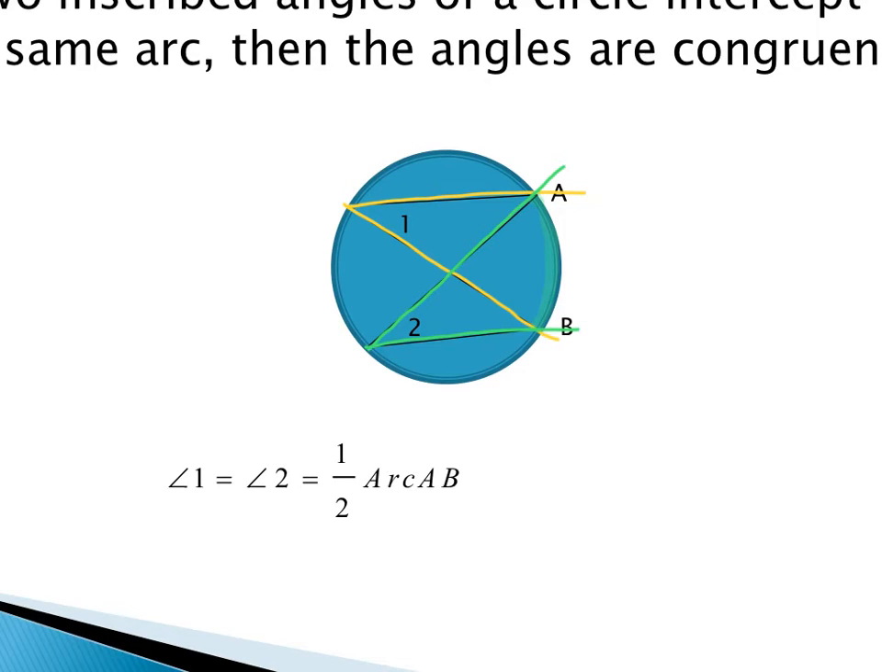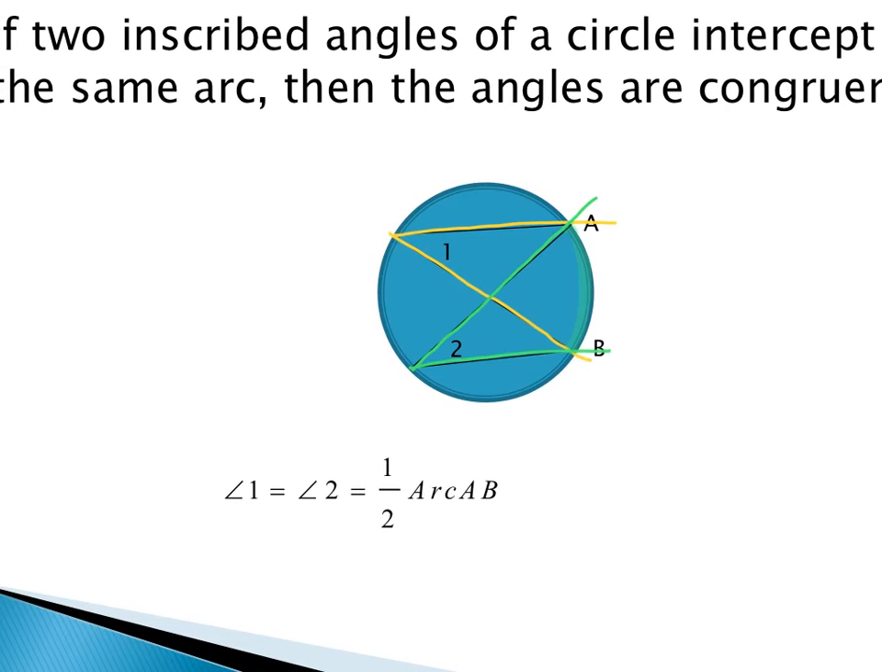So no matter what the measure of arc AB is, both of those angles are going to be half that, which means they'd both be the same. If that was 60 degrees, angle 1 is 30, and angle 2 is also 30. So if they intercept the same arc, then they are congruent.